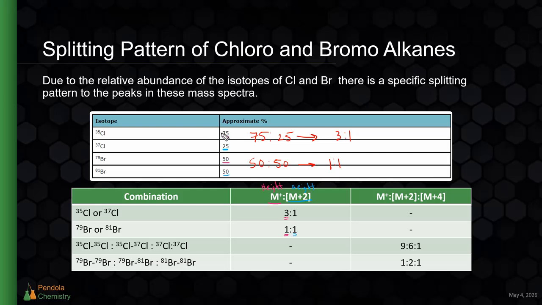Because the chlorine-35 is 75%, whereas the chlorine-37 is 25%, the chlorine with two 35s is going to be the most likely to happen. So I have a height of 9. The chlorine with one of each is going to be a little less likely to happen, at 6. And then the chlorine with two 37s is going to be the least likely to happen, at 1.